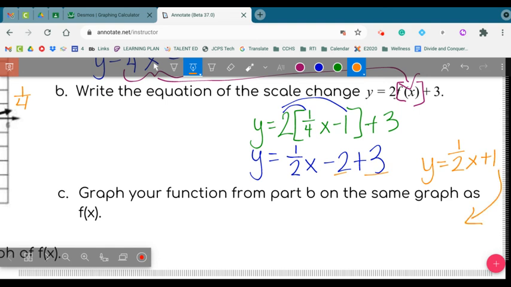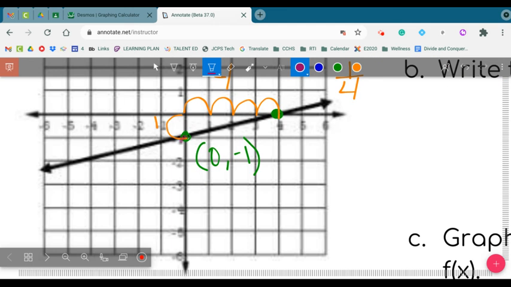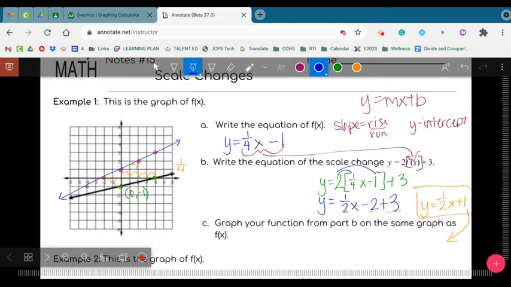I am then going to graph this line. So you can plug it into your calculator, or you can graph it. My y-intercept is 1. My slope is 1/2. So those would be the points I graph, and then I'm going to draw my line. Okay, so that is the step.